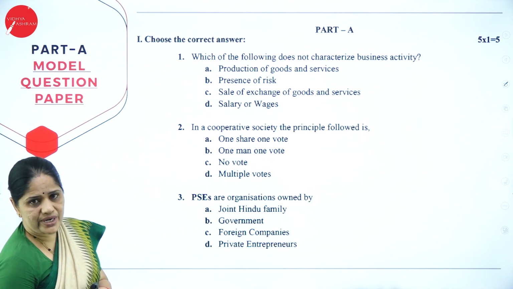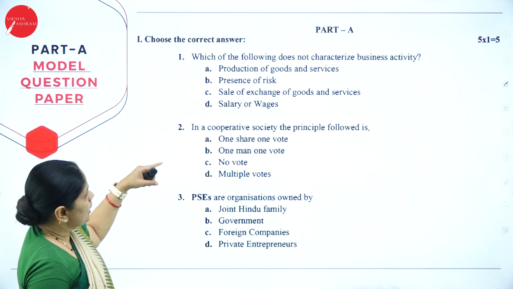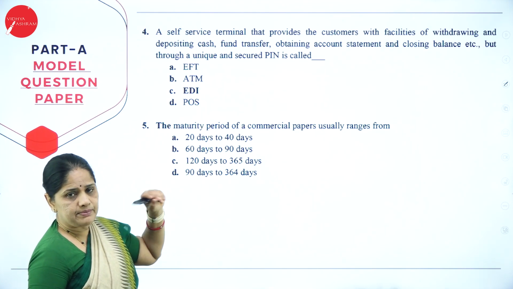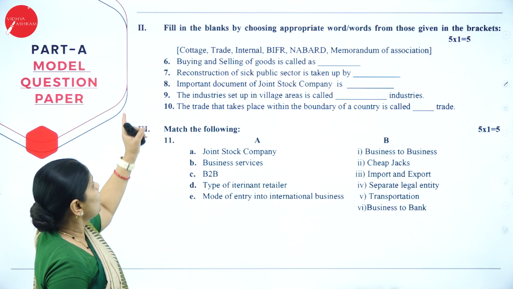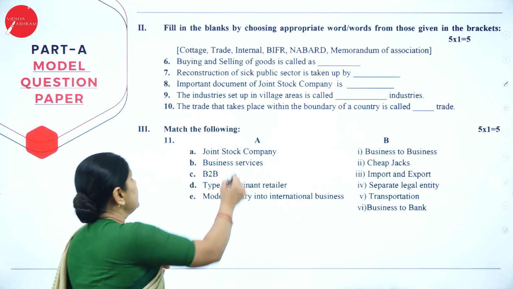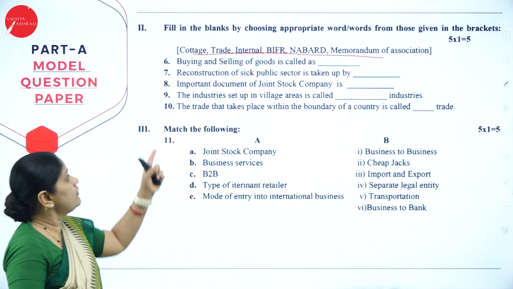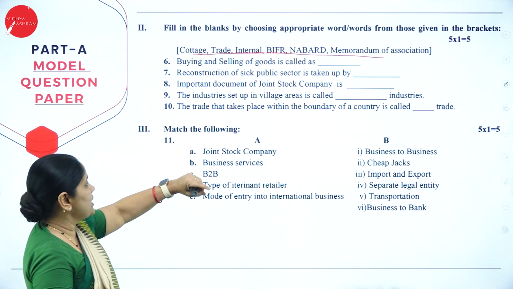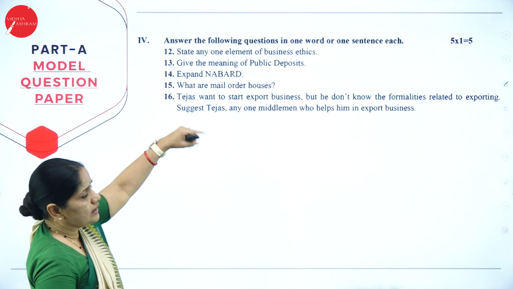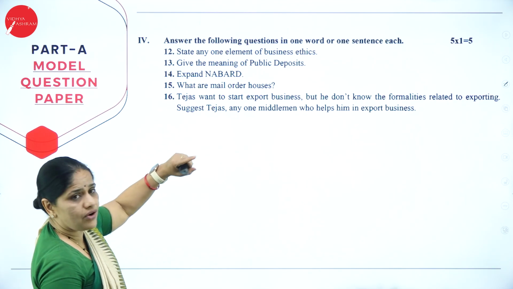Let us have a look at the question paper here. So in part A, we have the MCQs. So MCQs will be 1, 2, 3, 4 and 5. So there are 5 MCQs here in part 1. In part 2, we have fill in the blanks, but please make a note here. The answers will be given right below the question itself. You have to choose any one of the answers from the question. Then match the following, we have 5 marks. And then in part 4, again we have 1 word or 1 sentence answers. This is for 5 marks.